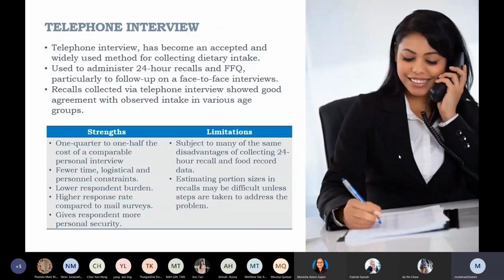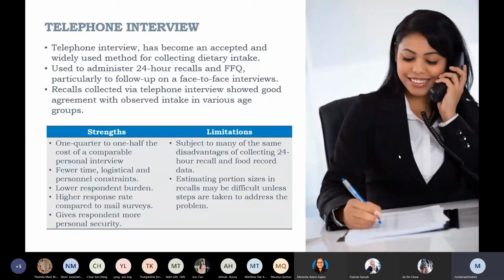Recalls collected via telephone interview showed good agreement with observed intake in various age groups. This is based on studies, and the strengths are that one-quarter to one-half of the cost of a comparable personal interview is reduced. There are also fewer time, logistical and personal constraints, because you don't need to travel to meet the participant, and you don't need to set an appointment, you just have to call them. Lower respondent burden, they also don't need to travel to meet you. Higher response rate compared to mail service.